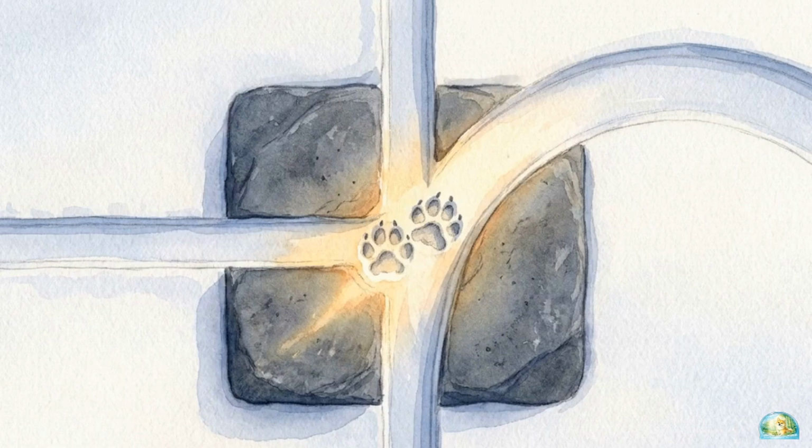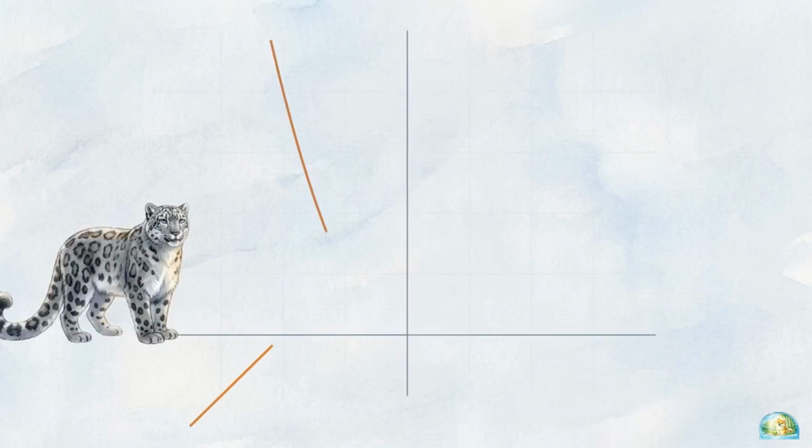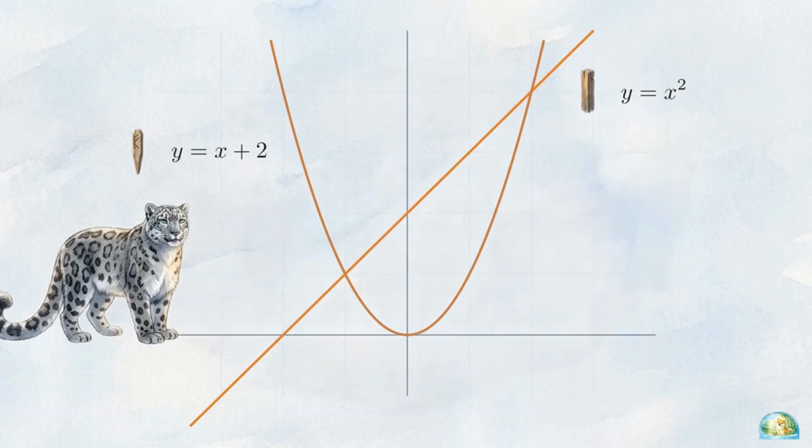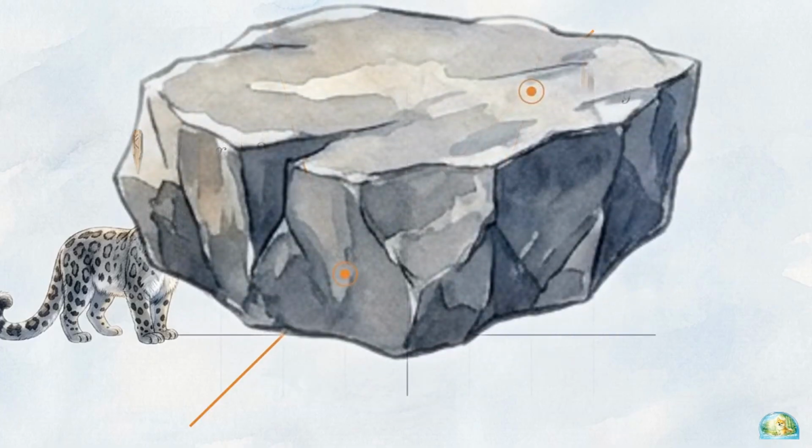Moving into the straight paths, we can map these two paths. The straight line is marked as y equals x plus 2, and the curved parabola track is y equals x squared. To find where they cross, we look for where they share the same output. We set them equal to each other. x squared equals x plus 2.